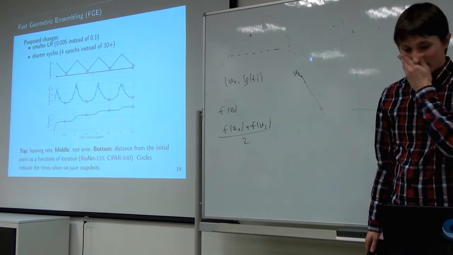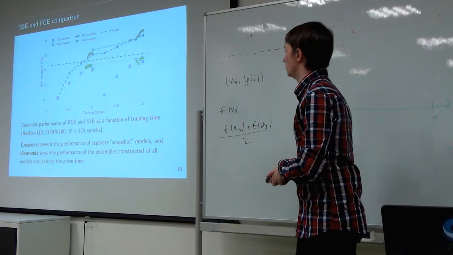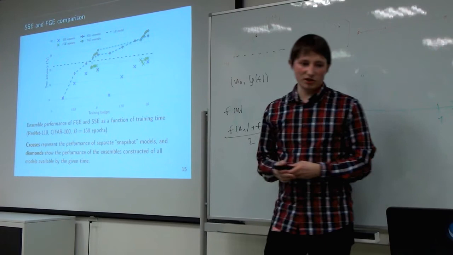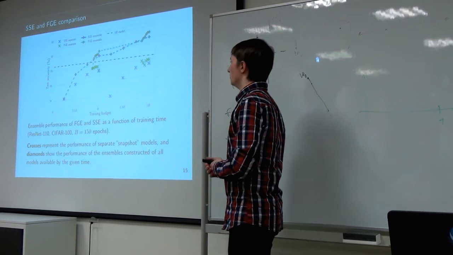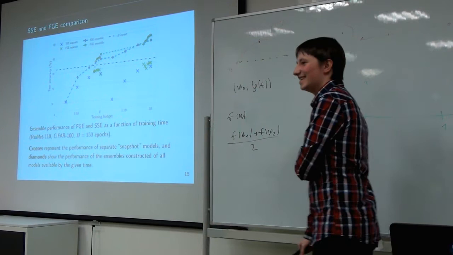Here is the comparison of our method, called Fast Geometric Ensemble, or FGE, with the snapshot ensembles. Here we use the term training budget. Training budget is the number of epochs required to train a single model. Here we again have test accuracy. Now it's not test error, it's accuracy.